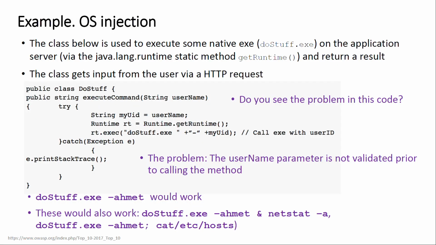So a similar thing can happen for the OS injection. The class below is used to execute some native executable, like do stuff exe, on the application server via the Java lang Runtime static method getRuntime and return a result. So here, as you can see, the username is provided as an input string, and then it tries to run this executable. But there's a problem here. The problem is that the username, which is this parameter, is not validated prior to calling the method. So this way an injection can be performed, like the example provided here.